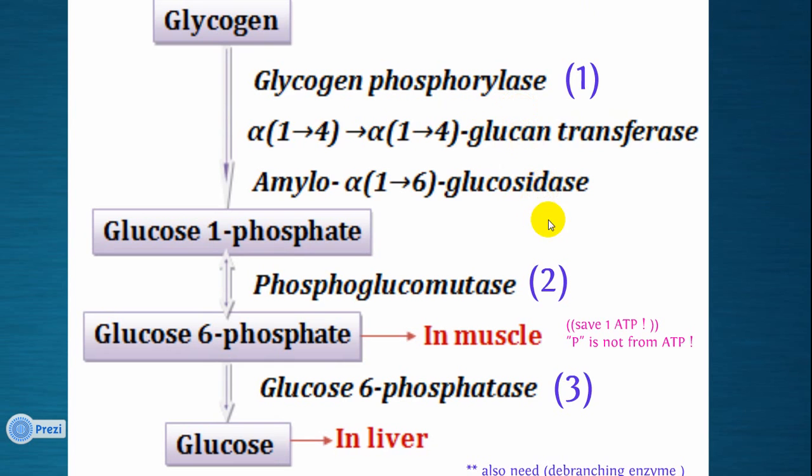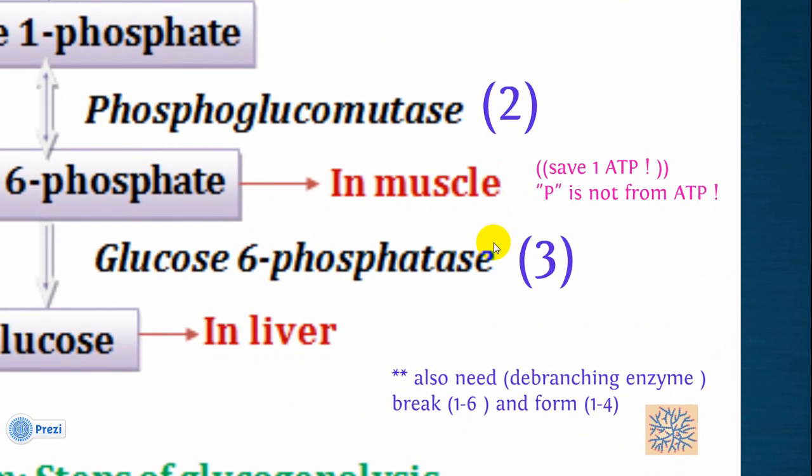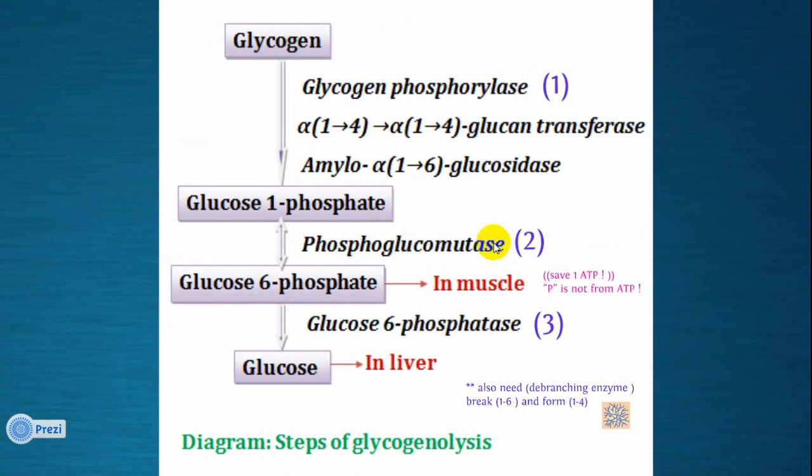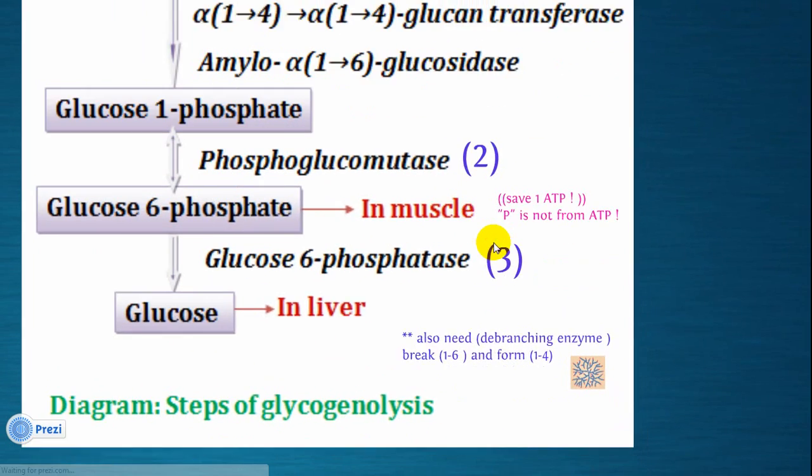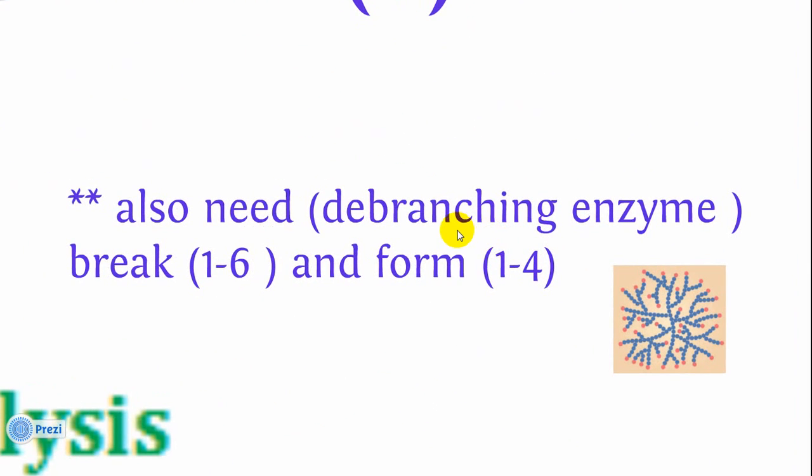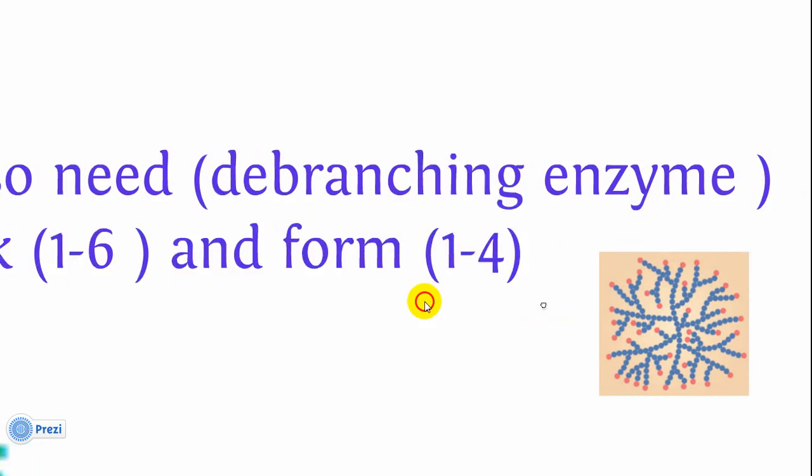They love to ask about this. Now, the last thing also, in the process of glycogenolysis, we need an enzyme called debranching enzyme. This enzyme mechanism is a little bit confusing. It will break the 1,6 bonds between the carbons, and it will form a 1,4 bond. You can ask me why. It's a debranching enzyme, so how can it break and form? Very simple. Remember that it breaks 1,6 and it forms 1,4.